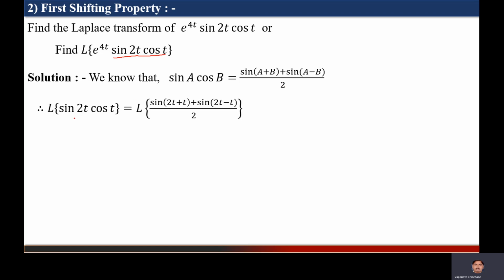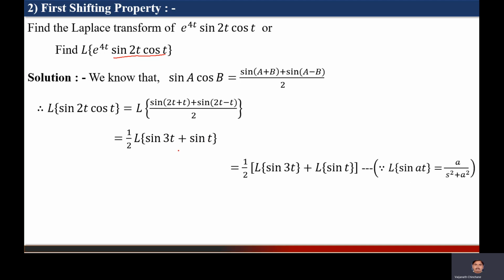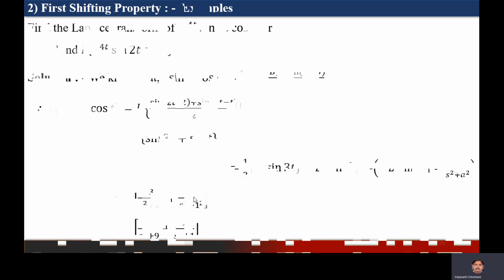So using this property, taking the Laplace, L of sin 2t cos t means L of sin of 2t plus t plus sin of 2t minus t, divided by 2. One by 2 taken outside, Laplace of sin 3t plus Laplace of sin t. After separating and taking Laplace, we have 1 by 2 times 3 upon s square plus 9 plus 1 upon s square plus 1, by using the Laplace of sin 3t is 3 upon s square plus 9, and Laplace of sin t is 1 upon s square plus 1. So this is the Laplace transform of sin 2t into cos t.